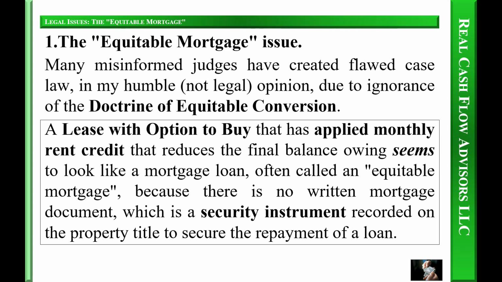A lease with option to buy that has applied monthly rent credit that reduces the final balance owing seems to look like a mortgage loan, often called an equitable mortgage, because there is no written mortgage document, which is a security instrument recorded on the property title to secure the repayment of a loan.